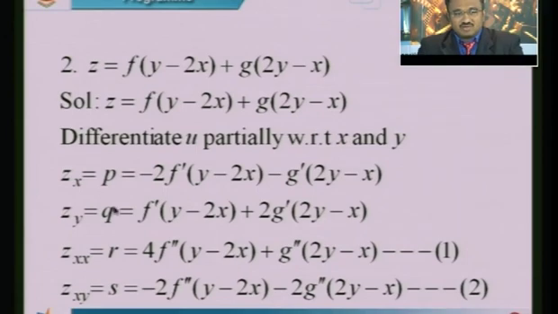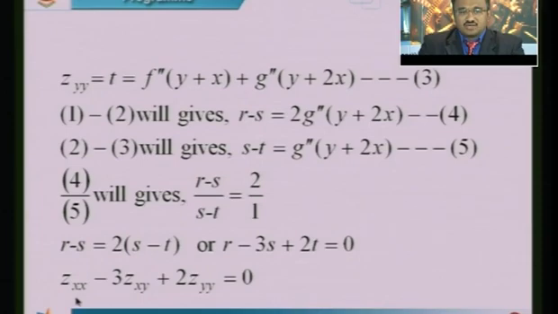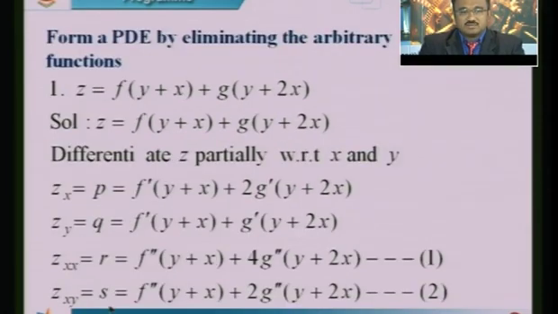In the same way, we differentiate z with respect to y partially and get this equation. Differentiating again with respect to x, we get r, that is 4 times f double dash (y minus 2x) plus g double dash (2y minus x). Again the mixed partial derivative, we call it s, which is f double dash plus 2 g double dash. Call this equation number 2.